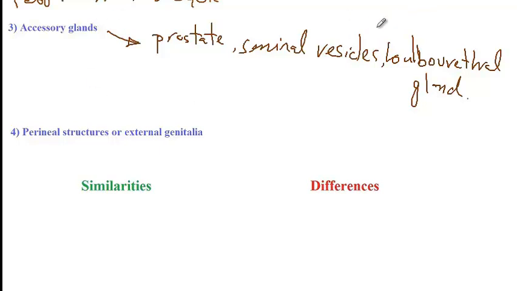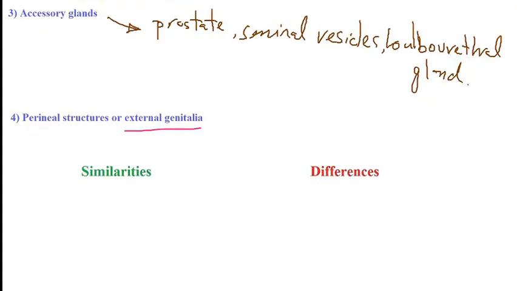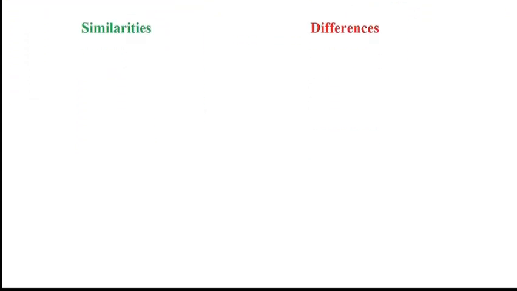In females, on the other hand, the uterus is the structure that provides support and protection for the growing embryo. And then finally, we have the perineal structures or external genitalia. Now let's go over the similarities and differences between the male and female reproductive systems. Both male and female reproductive systems develop from similar embryonic structures. So they all have similar embryonic origin. And therefore male and female sexual organs have counterparts, and we will discuss that at the end of this video.